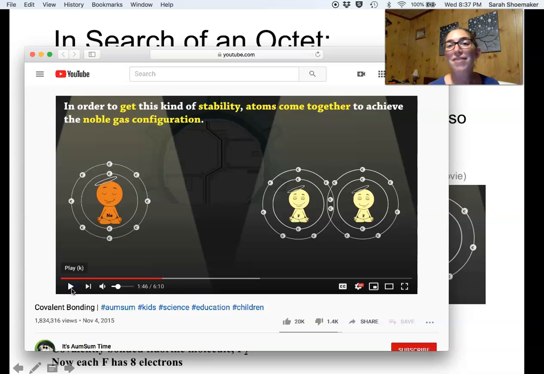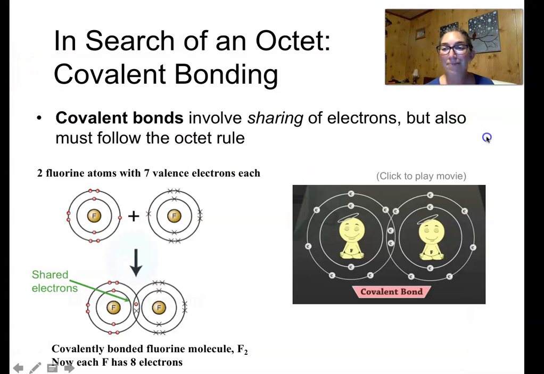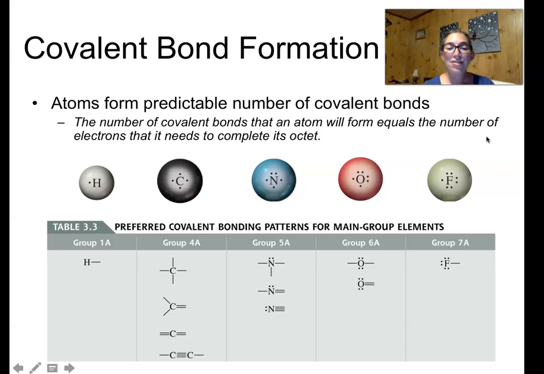So sometimes having a full valence shell is referred to as having a noble gas configuration. It's another way of saying a full valence shell. All right. So when covalent bonds form, remember they're still fulfilling that octet rule. And I like to use the electron dot structures to sort of show you how many covalent bonds an atom will form based on its number of valence electrons.